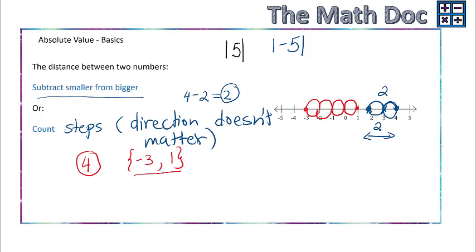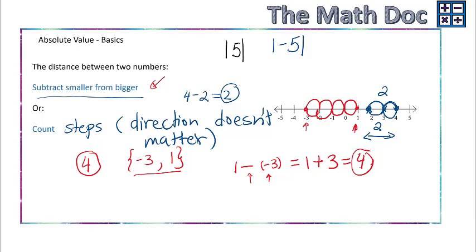So the distance between -3 and 1 is just 4 steps. Now let's try to use the subtraction method. We take the larger number, which is 1. 1 minus, and the next number is -3. I'm going to put that in parentheses so it's obvious that we're looking at -3. When we have a double minus, what does that mean? That is just 1 plus 3, and that equals 4. So in both methods, we get the same result. Let's look at another one.